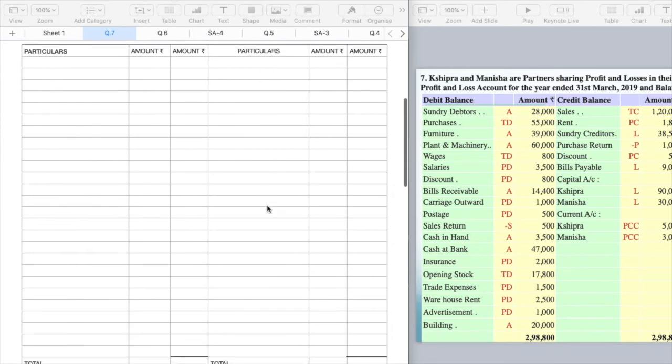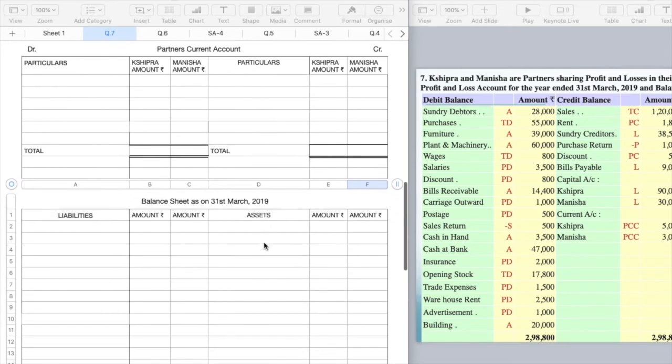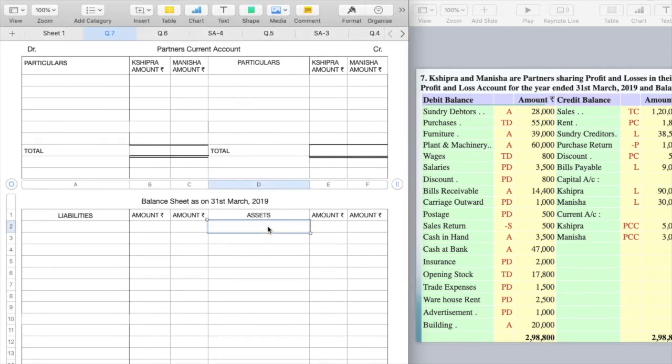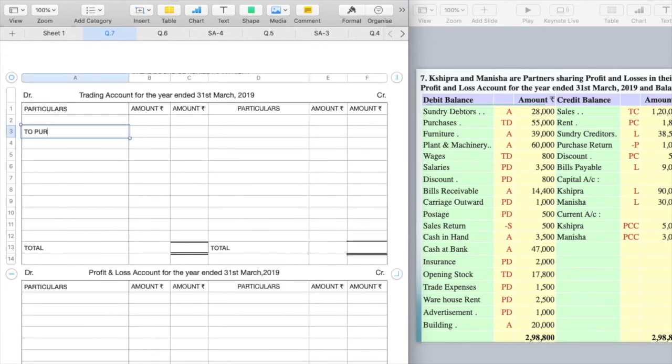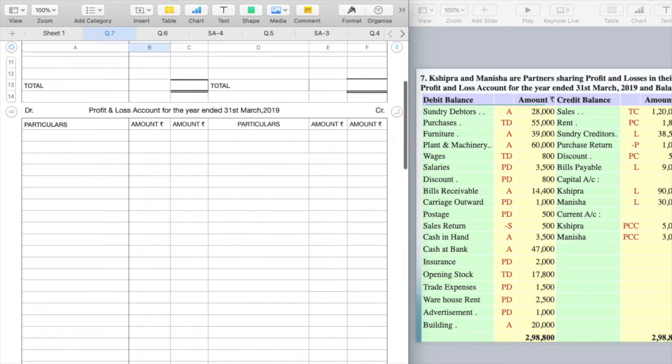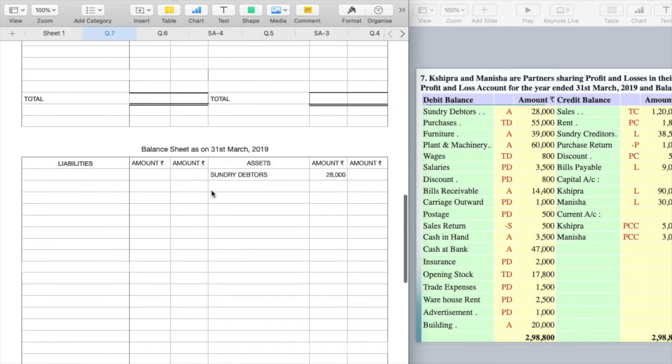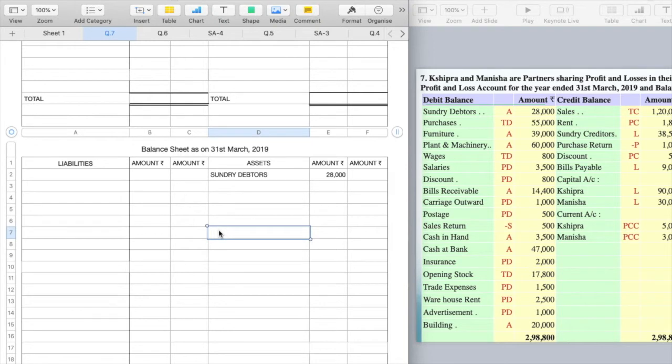The first thing given in the trial balance is sundry debtors. So in the assets, right? Sundry debtors 28,000 in the inner column, leave 4 lines, as we are supposed to write reserve for discount on debtors, which will require 2 lines. Then trading account debit side, write 'To purchases', inner column 55,000, leave 1 line. Then furniture, leave 4 lines and then write furniture in the assets, inner column 39,000.